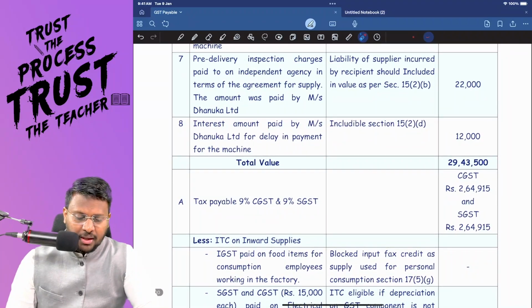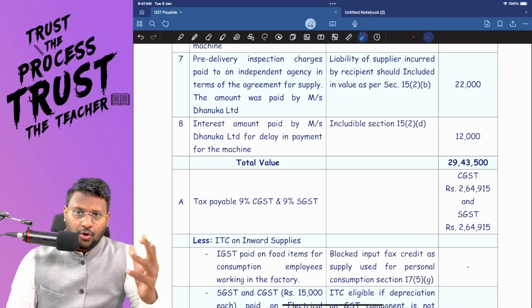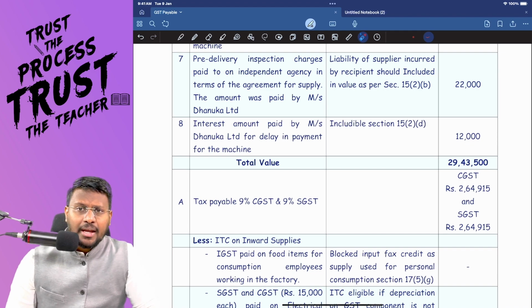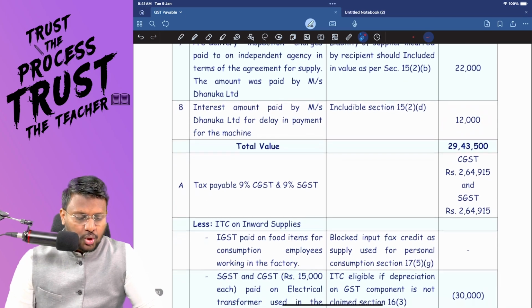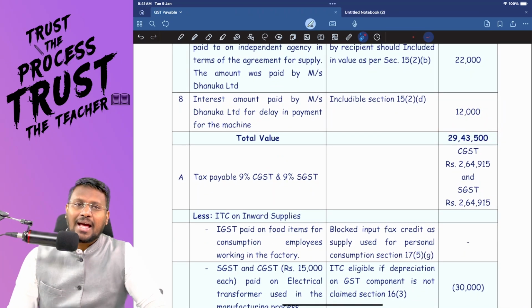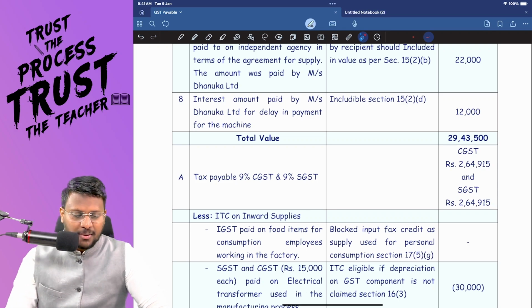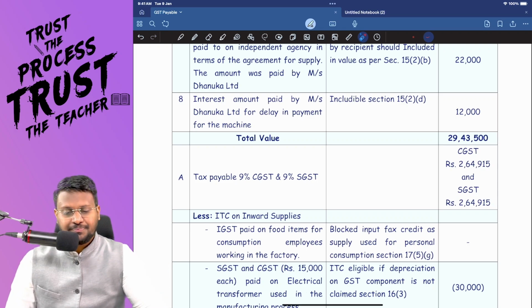Interest amount paid by Messrs. Dhanuka Limited for delay in payment for the machine. Delay in payment of consideration is includable as per Section 15 subsection 2 clause D, 12,000. So the total value comes to 29,43,500. This is the value of supply.